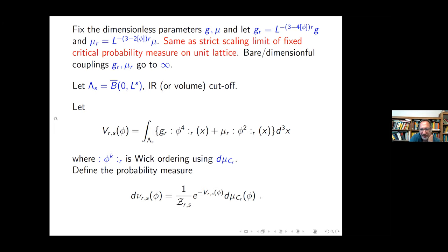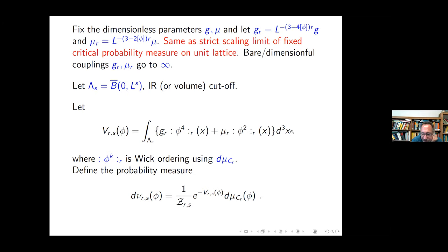Okay, so let's be a bit more precise. It's a phi-4 type model. So I start with the Gaussian measure, the massless Gaussian, with a cutoff at scale L to the minus r. So that's like imposing a lattice with that mesh. And I'm going to perturb in the usual way, where this is what I put in the potential, so everything depends on r as usual in renormalization. Lambda_s is the box centered at the origin of radius L to the s. So L to the s is a huge length. This is the size of my big volume, and it's going to plus infinity. L to the minus r is going to zero.